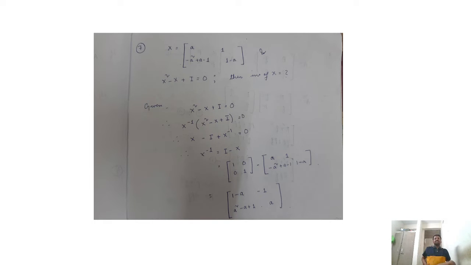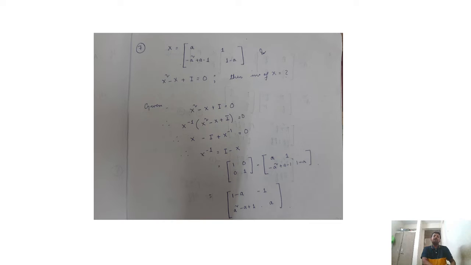The equation is given as follows: capital X square minus X plus I equals 0, where I is an identity matrix of the same size as matrix X, that is, an identity matrix of size 2 cross 2. Okay, so this is very important. Now our objective is to find out the inverse.